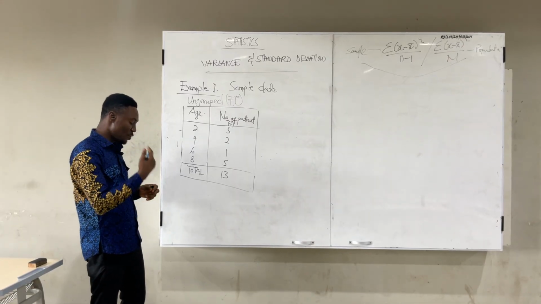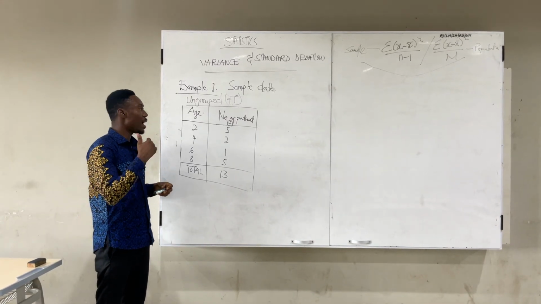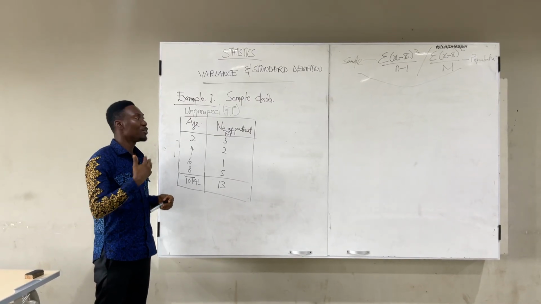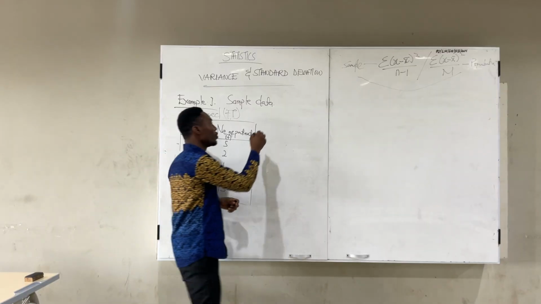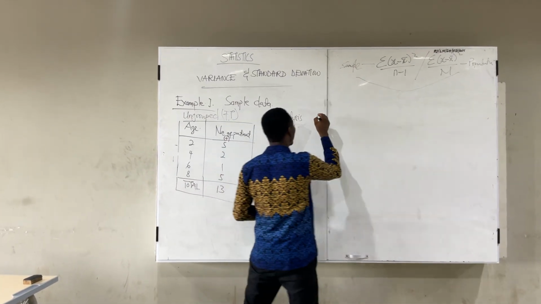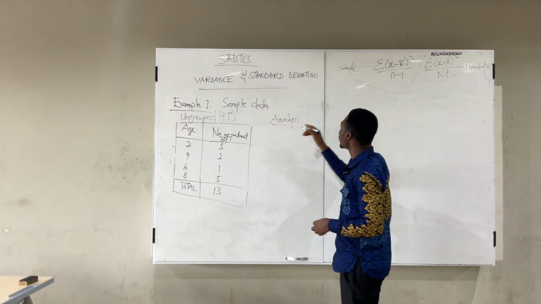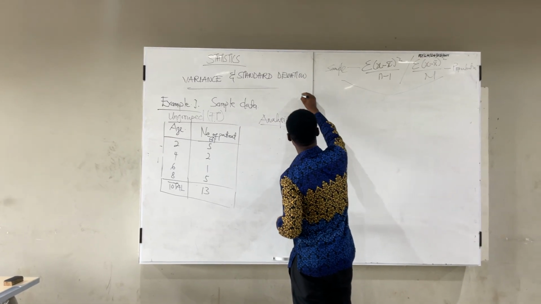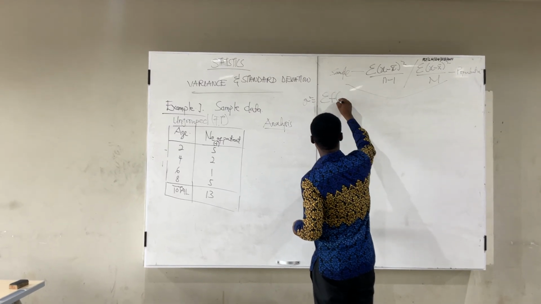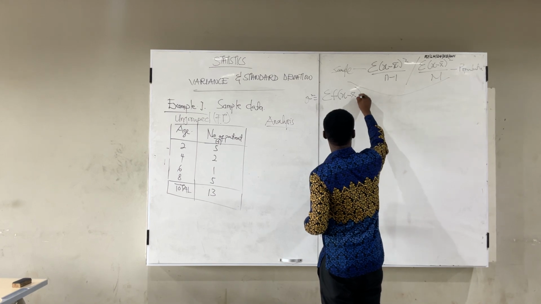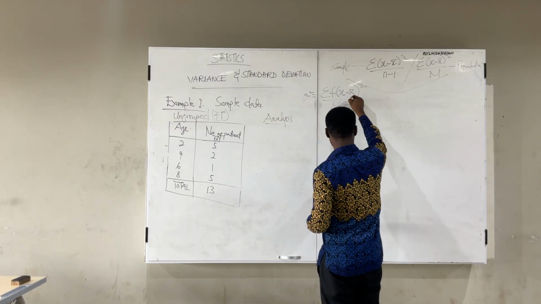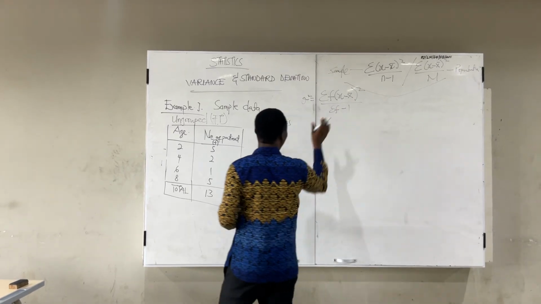Now, the moment we give you an ungrouped frequency table and you are asked to calculate the variance, the first thing you have to do is write down the formula. So you write analysis, then you write down the formula. This is a sample frequency table, so the variance formula will be sum of f into bracket x minus the mean bar squared all over, this is sample data, so sum of f minus 1.